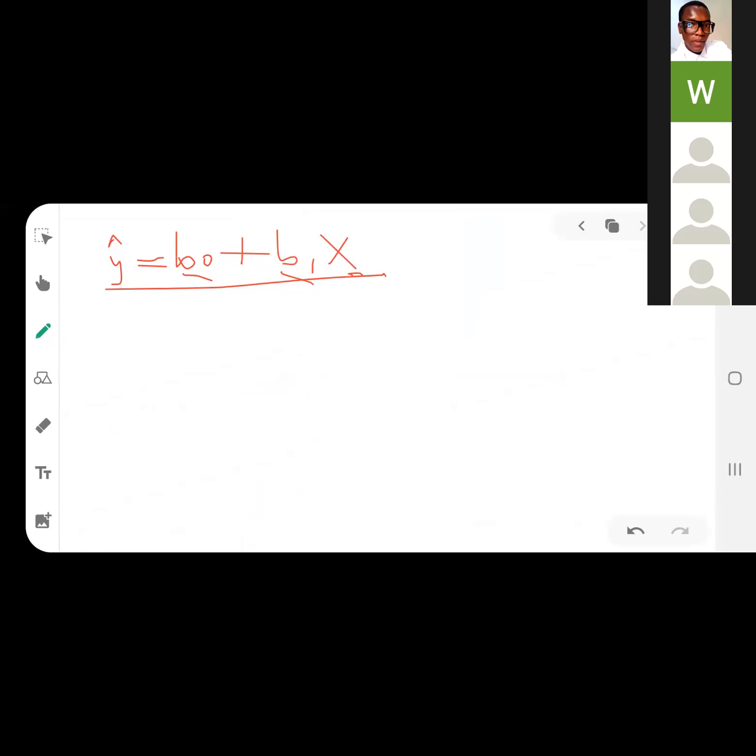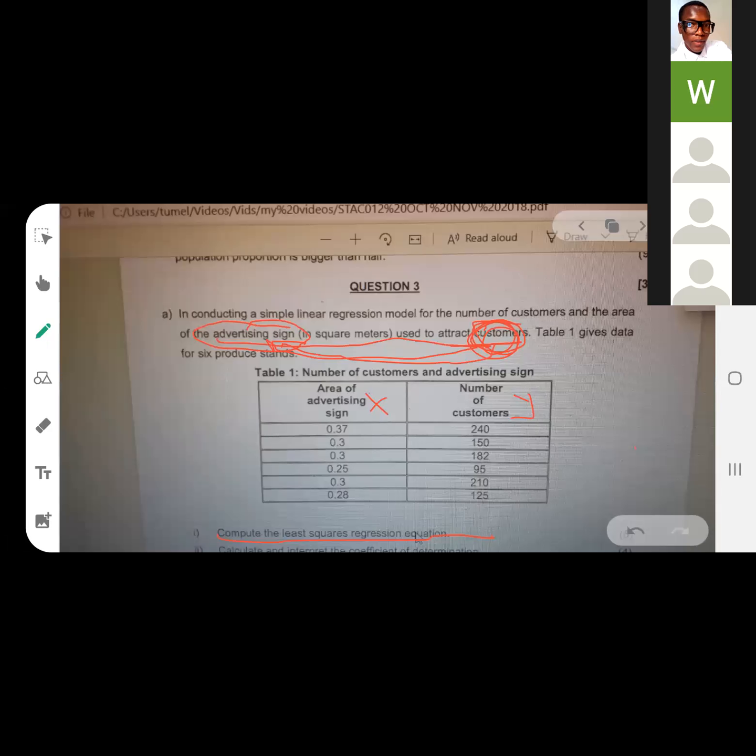So we want to do this. What you are going to do here is to go to your scientific calculator. You press mode. After pressing mode, you press option 2, it's stat.